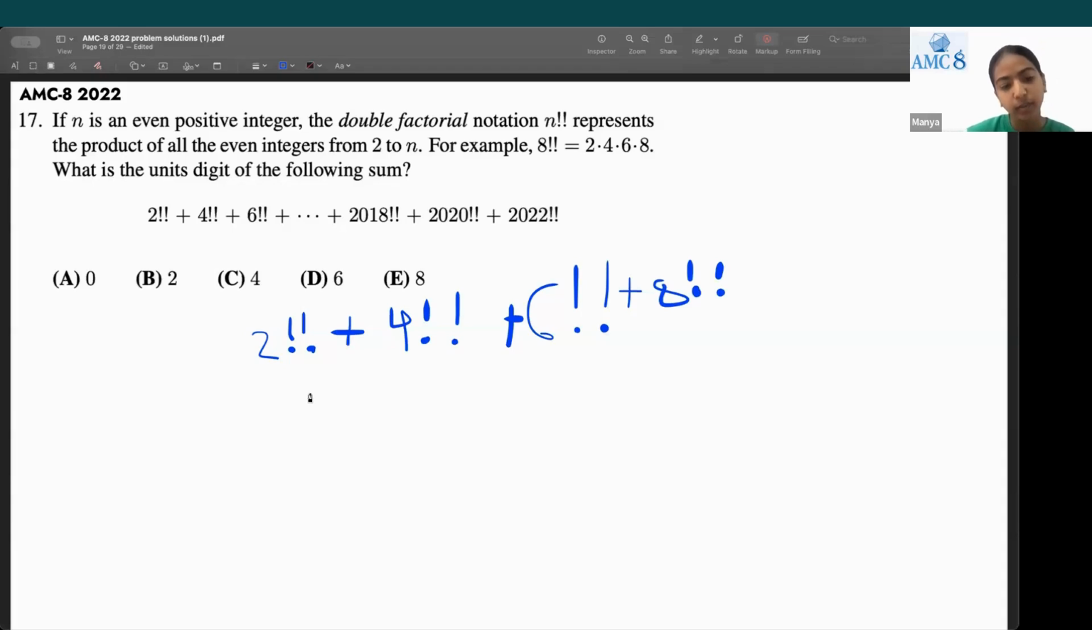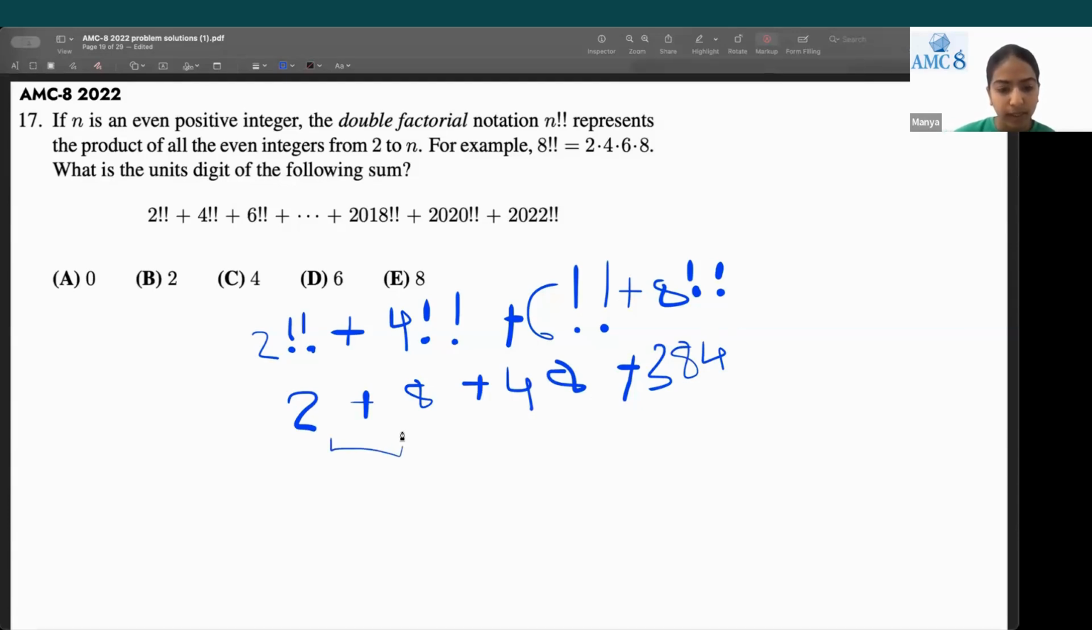So 2 factorial factorial is going to be simply 2, plus 4 factorial factorial, which is 4 times 2, which is going to be equal to 8, plus 6 factorial factorial, which is 6 times 4 times 2, which is 6 times 8, which is 48. And 8 factorial factorial is going to be 8 times 6 times 4 times 2. And 6 times 4 times 2 is 48. So 48 times 8 is going to be equal to 384.